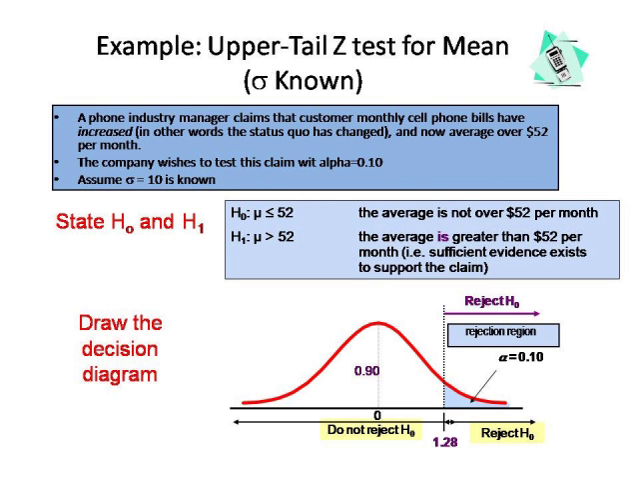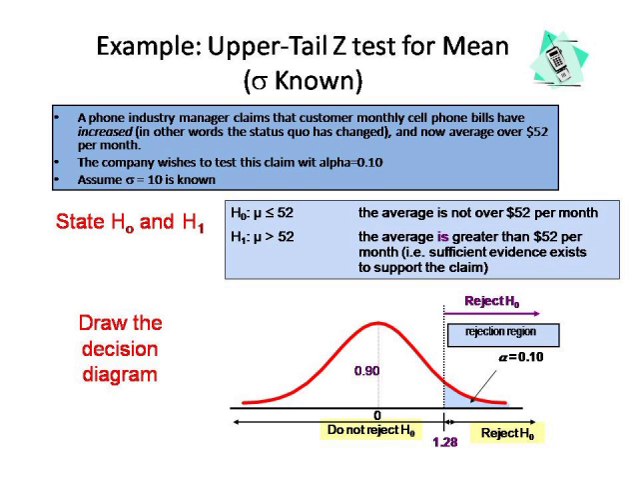So we've got a phone industry manager claiming that customer monthly cell phone bills have increased and now average over $52 a month. We want to test at an alpha of 10%, and again we're going to assume that sigma is known and it's 10.